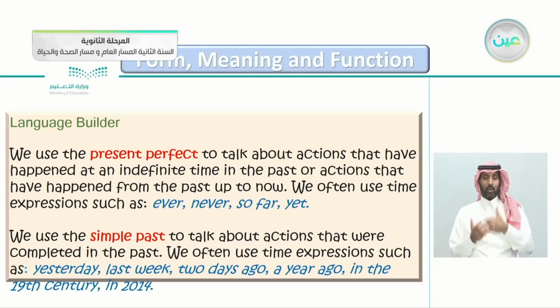Another language builder here, we use the present perfect to talk about actions that have happened at an indefinite time in the past, or actions that have happened from the past up to now, from the past until now. We often use time expressions such as ever, never, so far, or yet. We also use the simple past to talk about actions that were completed in the past. We use simple past with actions that are done, completed. We often use time expressions such as yesterday, last week, 2 days ago, a year ago, in the 19th century, in 2014, and so on.